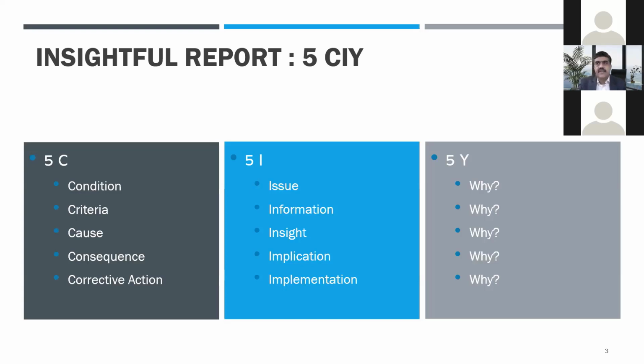The third aspect, the third C, is the cause, and that's where the 5 Whys come into play. 5 Whys is a very simple way of finding out a root cause, which is why the particular issue has happened. So it has happened because of X. So why has X happened? It has happened because of Y. And then why has that happened? It may be because of Z.